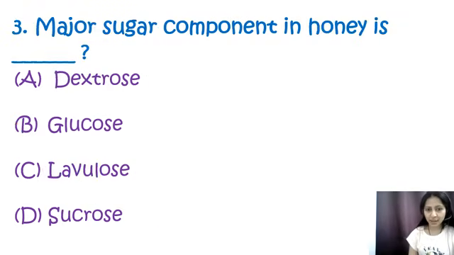So question number 3. Major sugar component in honey is, options are dextrose, glucose, lactulose and sucrose. So over here the correct answer will be option number B, that is glucose. The major sugar components present in honey are glucose and fructose. Honey is a concentrated carbohydrate solution which contains a mixture of simple as well as complex sugars, and the two main sugars present in honey are fructose and glucose. So the correct option will be B, that is glucose.